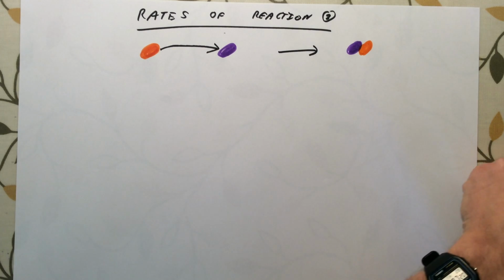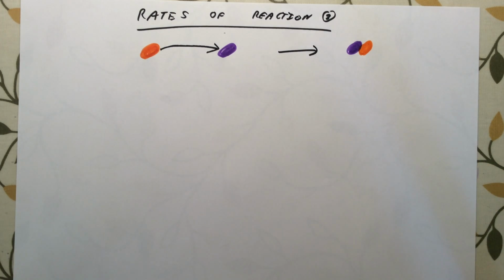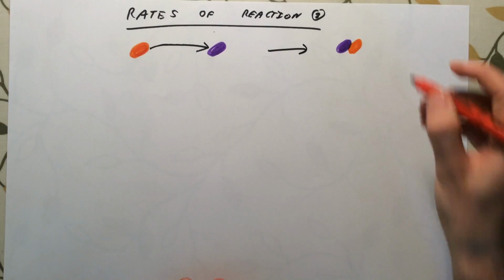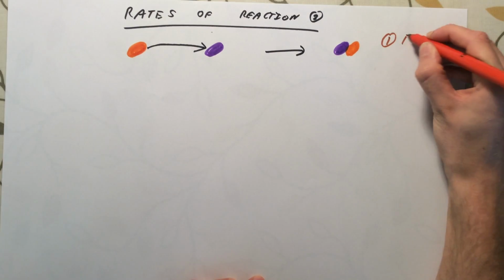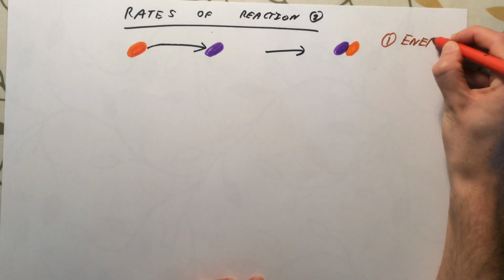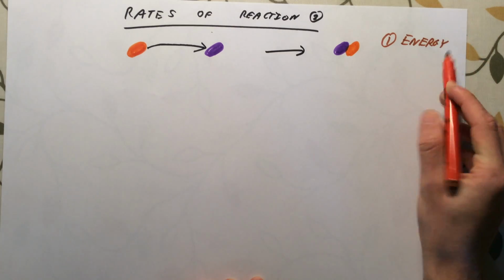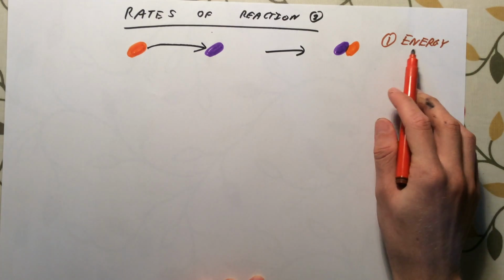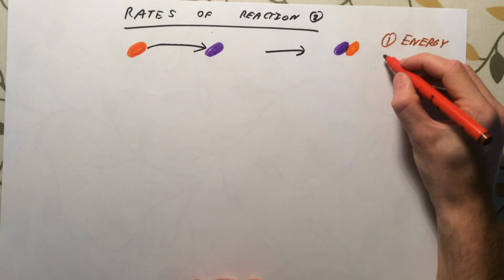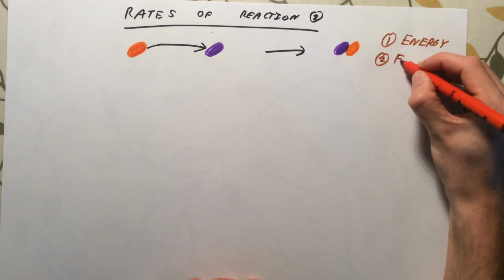So therefore, there are two key principles that we need to talk about in these questions about how to make reactions as fast as possible. And they are, one, the energy of the collisions. So when particles collide together, do they have enough energy to cause a reaction? The second is the frequency of the collisions.